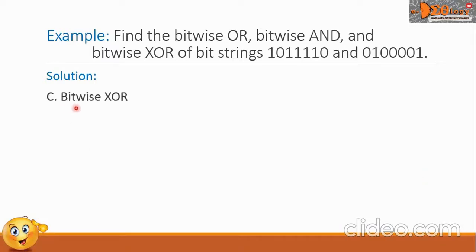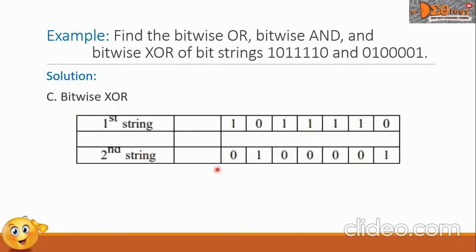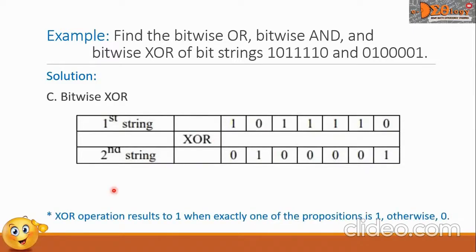Letter C, the bitwise XOR. The two strings are here. We will do the XOR operation. Remember that XOR operation results to 1 when exactly one of the propositions is 1, otherwise 0.